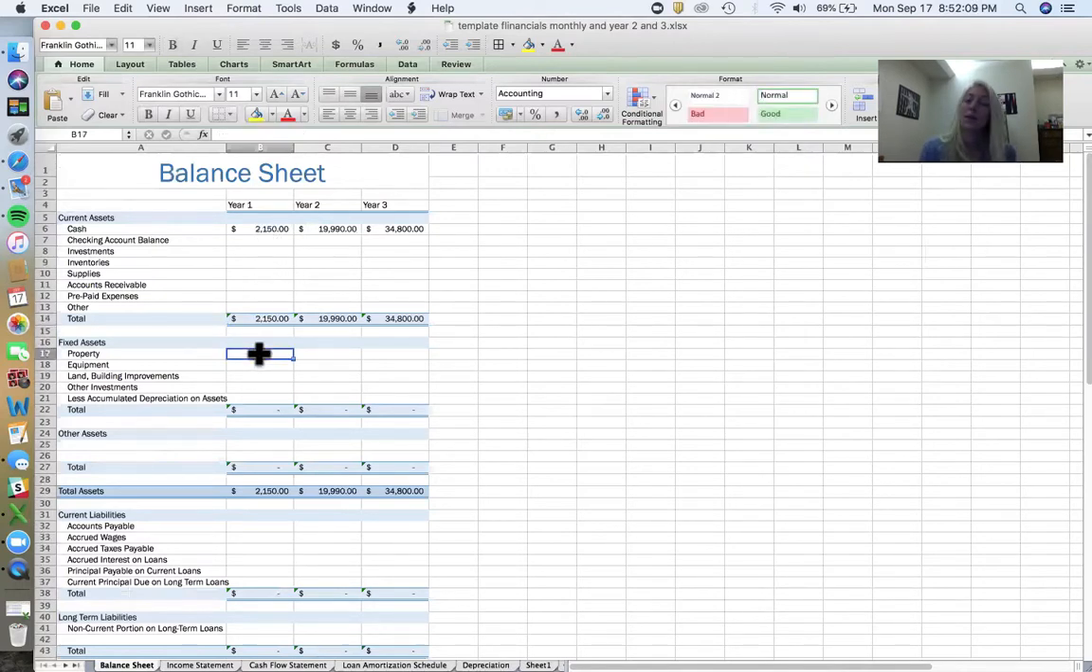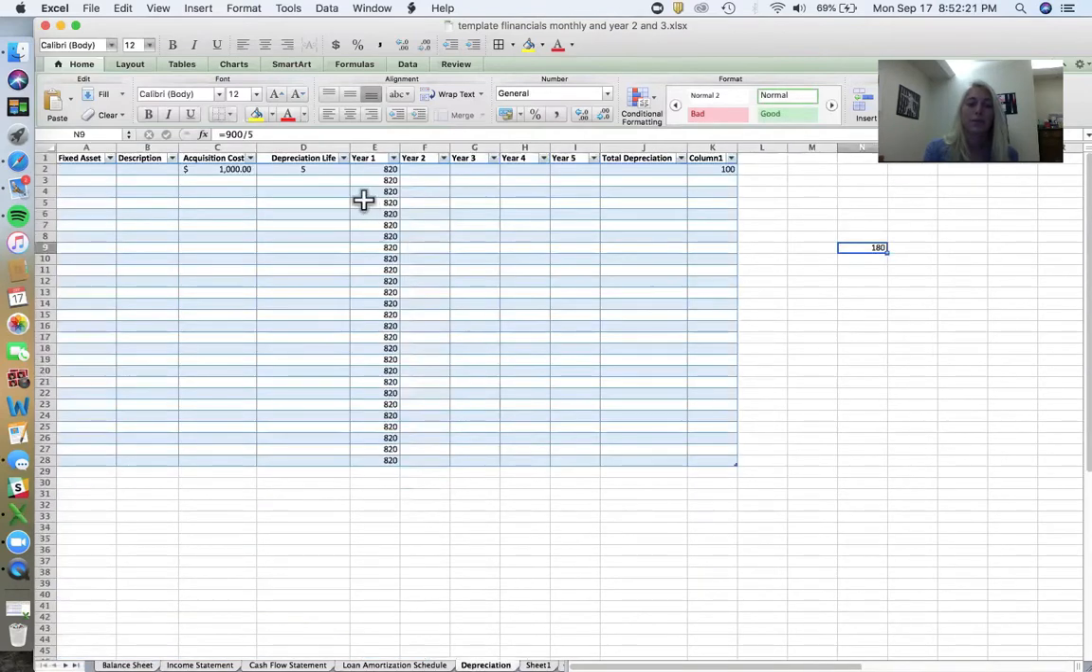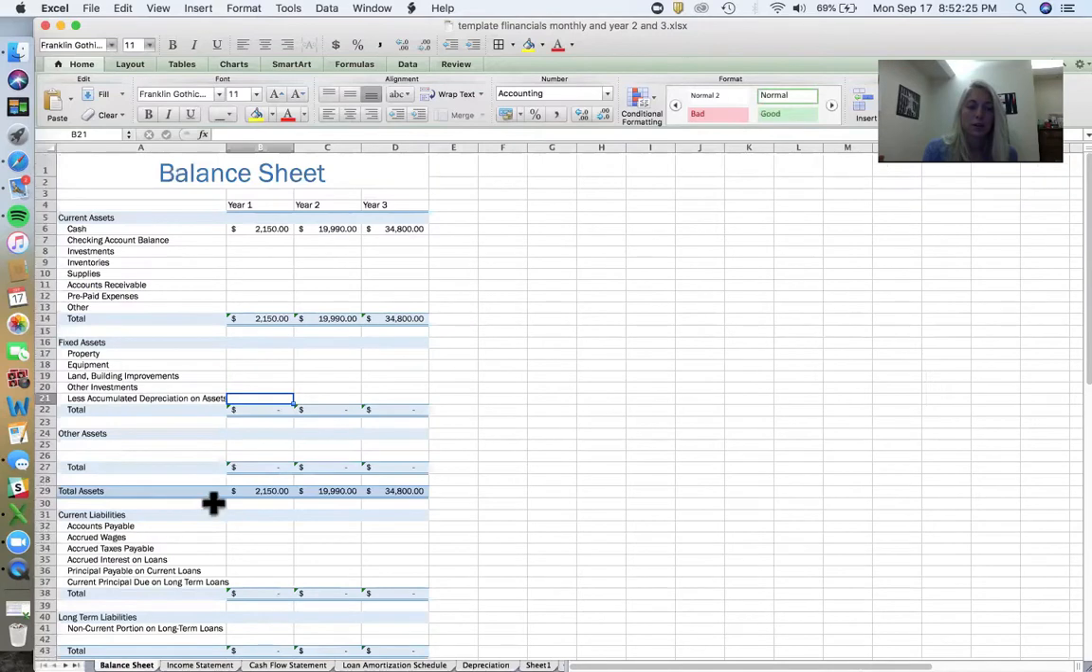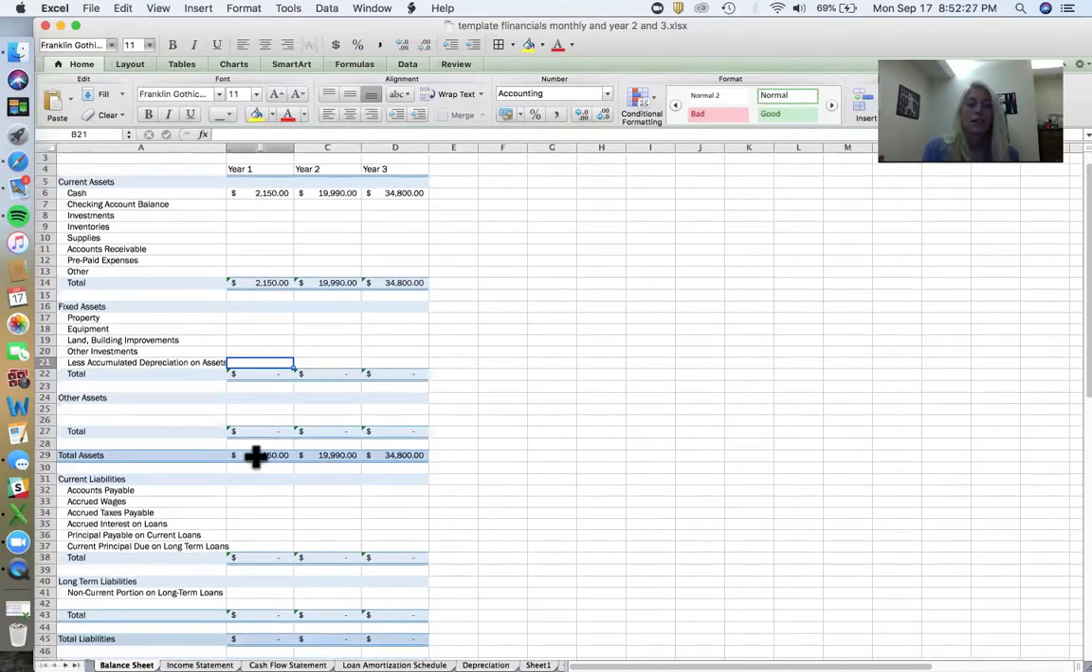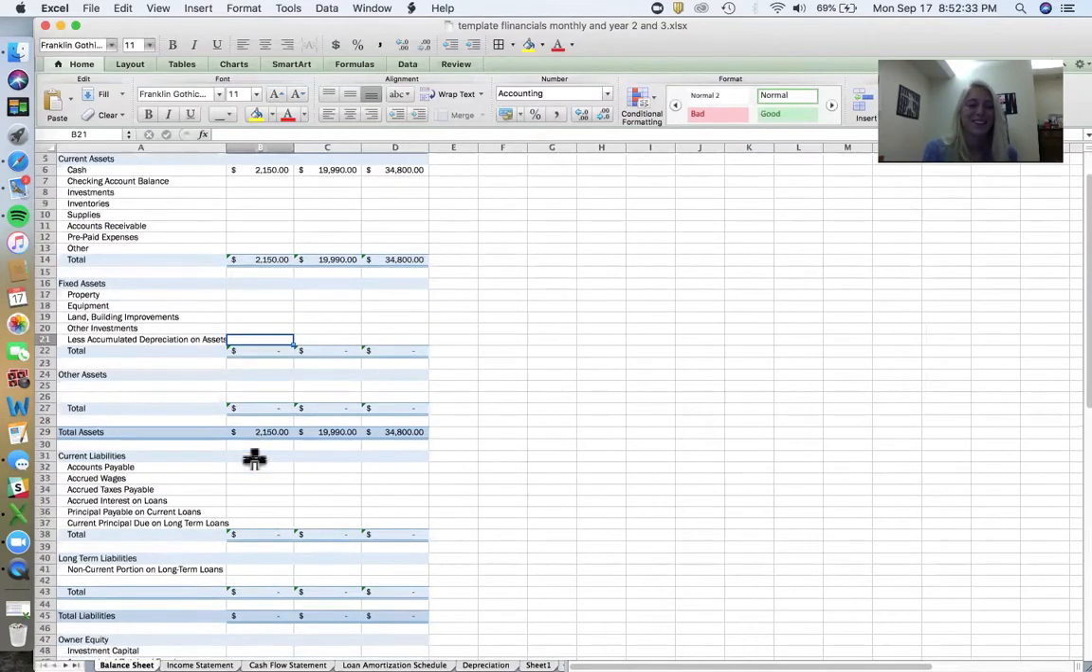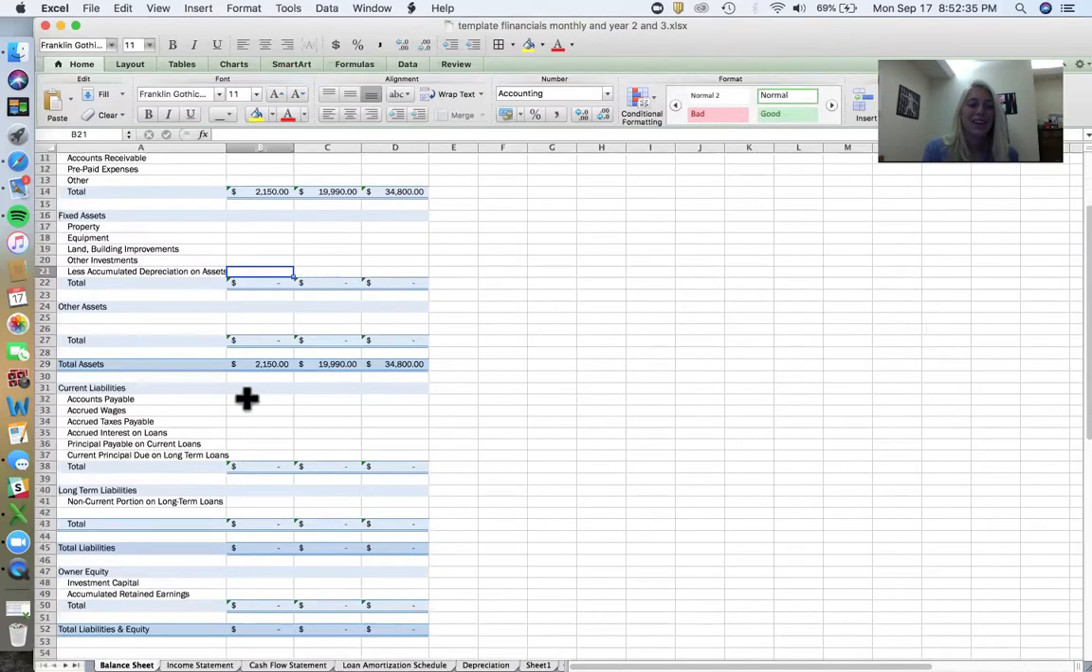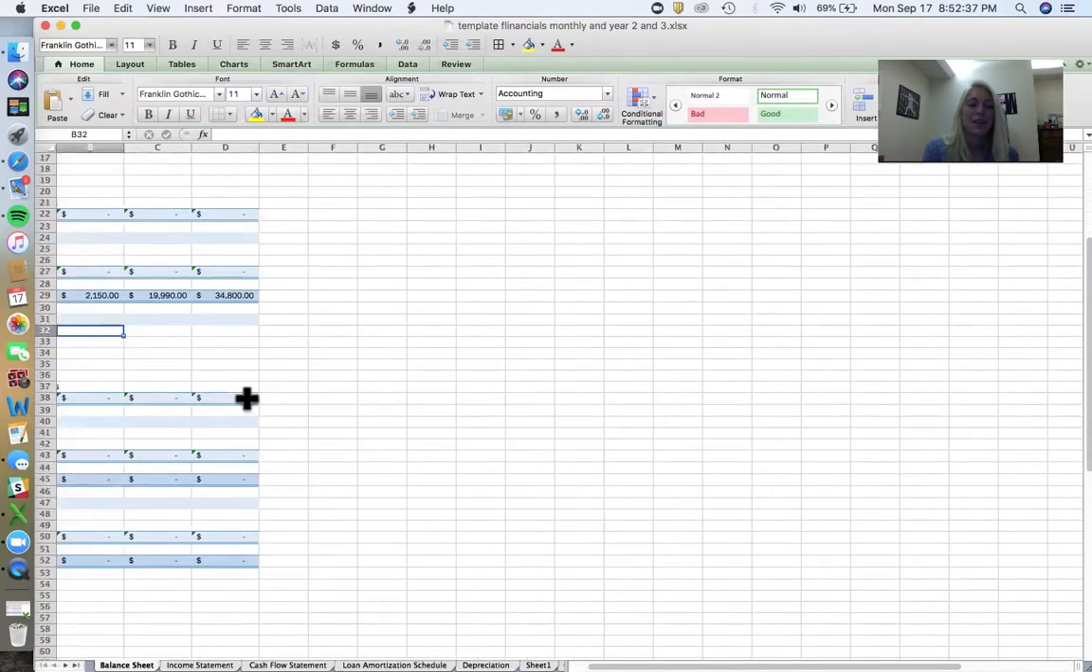Fixed assets, property, if you have land, equipment. Oh, property is different than equipment. Other investments, and less accumulated depreciation on assets. So that, again, is going to come from your depreciation schedule right here. So total assets are this plus this plus this equals this. Awesome.